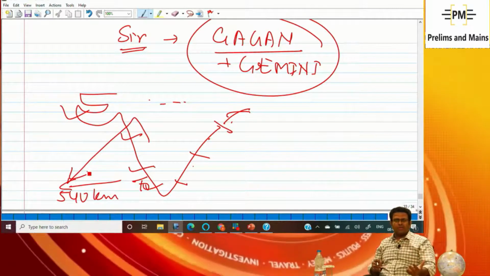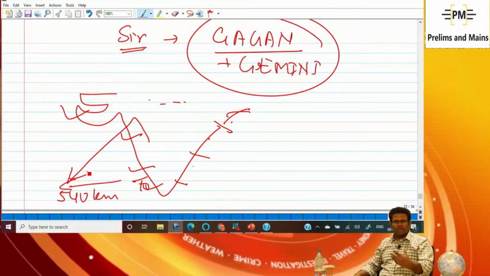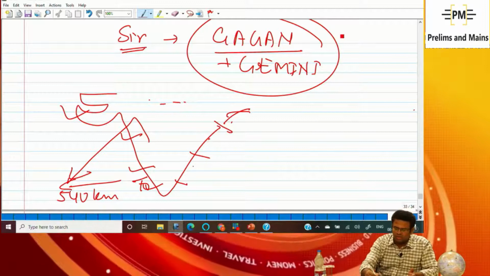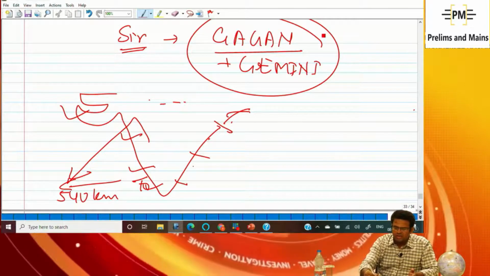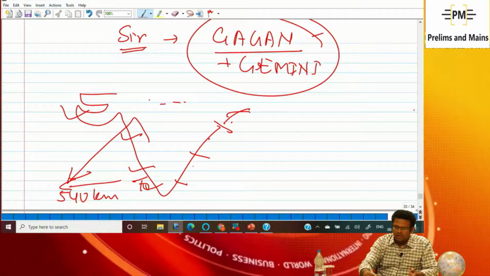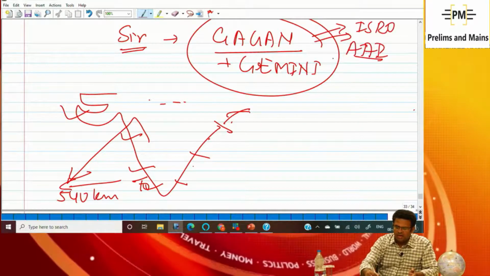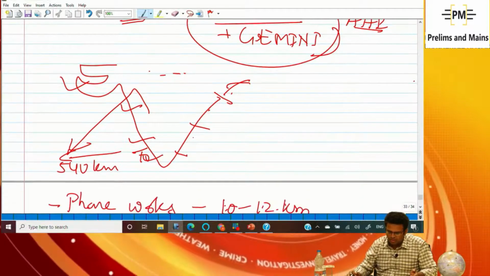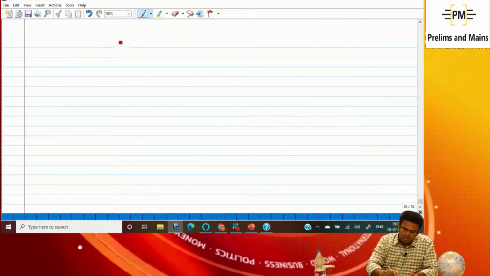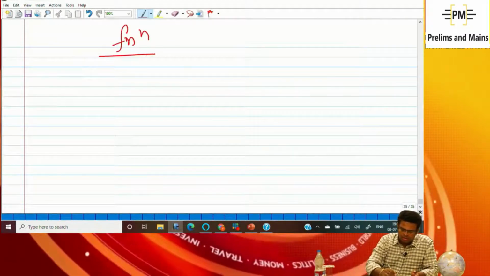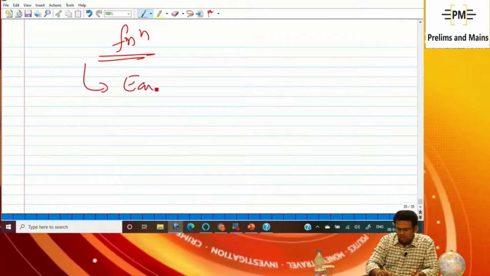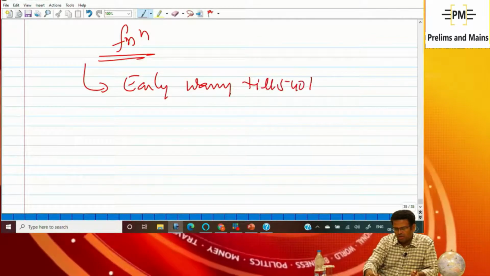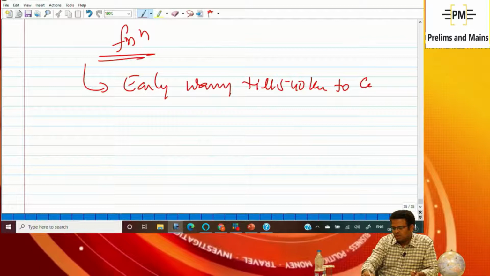So this device developed by INCOIS and the Hyderabad Institute is Gemini, and they worked with GAGAN. You know who is already associated with GAGAN? ISRO and the Airport Authority of India, and thereafter Gemini. So what is the main job of Gemini? Its function is giving early warning up to 540 kilometers to coastal states.